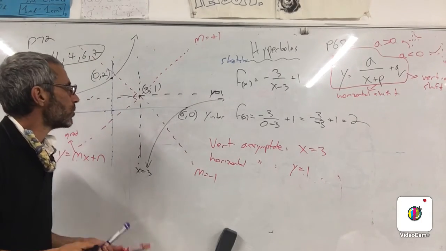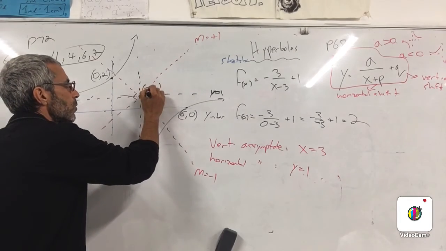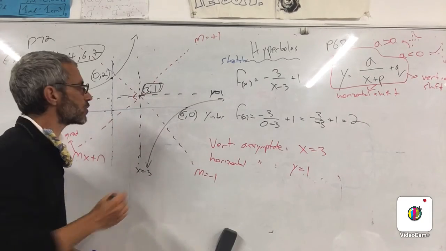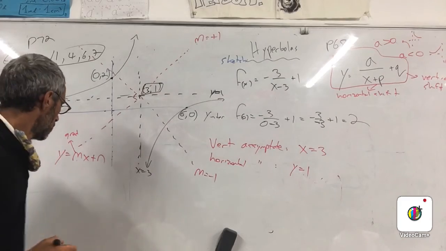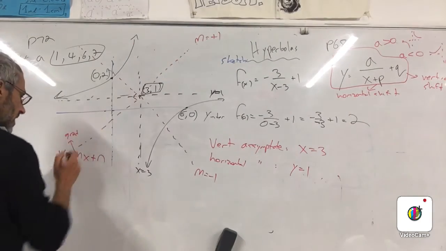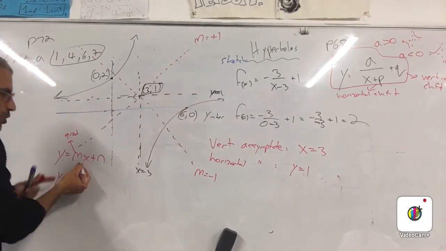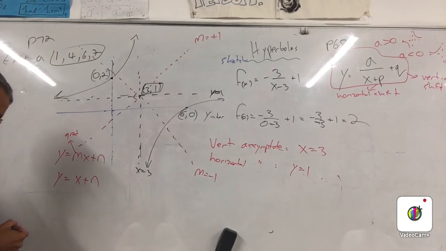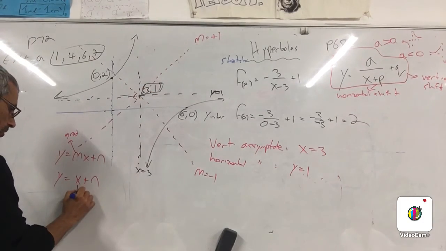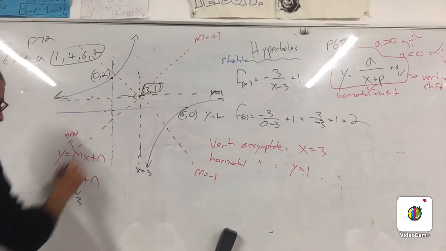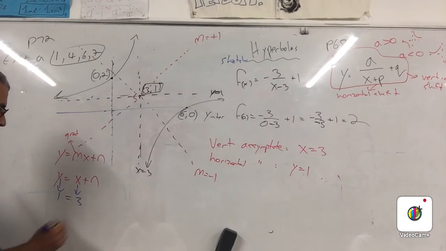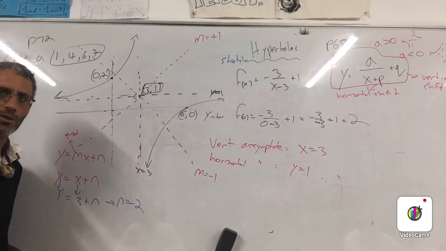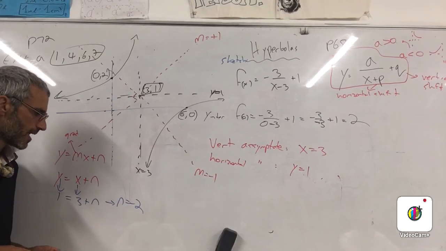If you remember early on in this problem, we established that the center of this graph is the point (3, 1). So if I know that this line is y equals mx plus n, and m is 1, I can write y equals x plus n. I still don't know what n is. Now I can substitute x equals 3 and y equals 1. So 1 equals 3 plus n, which gives me n equals minus 2, just moving the 3 to the other side.